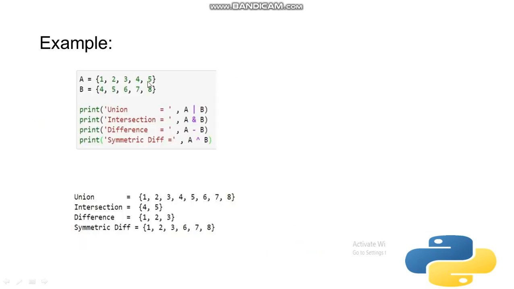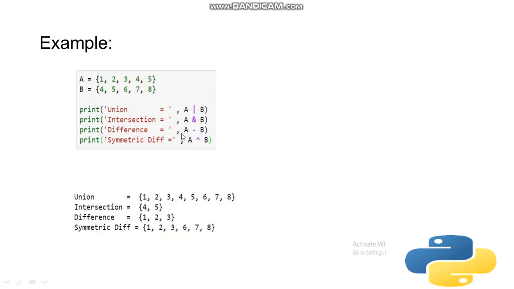I'm taking two sets A and B. My first is to print the union. I am applying the union operator on A and B. The output is going to be the union of two sets. Union means it is going to do the combination of both the sets. Next is intersection. What does intersection return? Intersection returns only the common elements, correct? So here the common elements in both sets are 4 and 5. So it will return me 4 and 5.